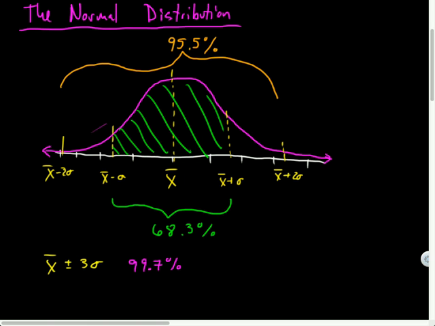And then I'll even go out to 4 standard deviations, plus or minus 4 standard deviations. My sigmas are kind of a little ugly, but you guys can deal with them. So 4 standard deviations about the mean will give me 99.994% of the data within 4 standard deviations of the mean. 99.994% chance.